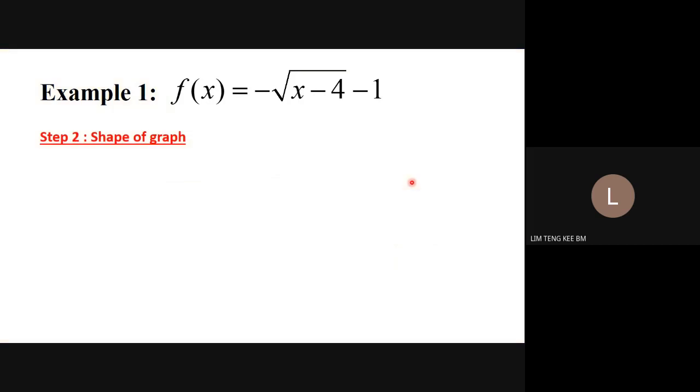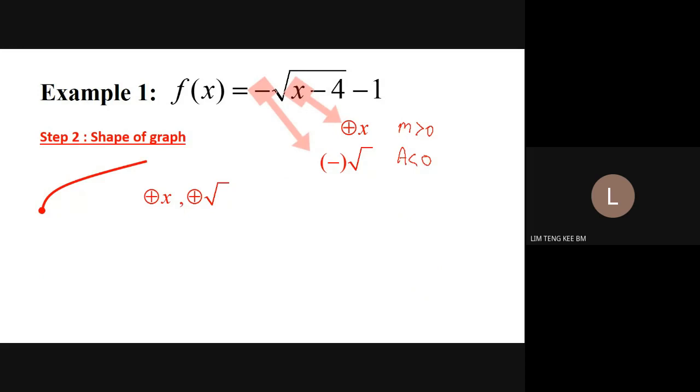So the shape of the graph: by observing the function, we notice that the coefficient of x is positive. So from positive x and negative square root, this is the clue to sketch the graph, corresponding to m greater than 0, a less than 0 in our square root functions. How we decide the shape is that we base on the shape when you have positive x, positive square root.